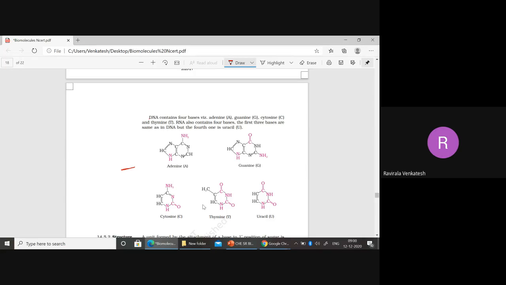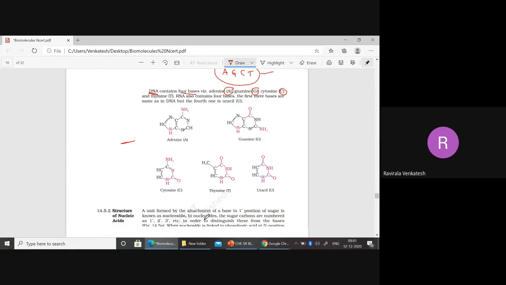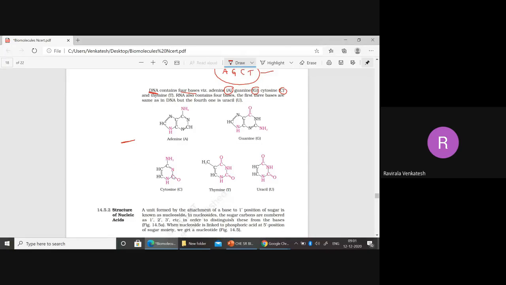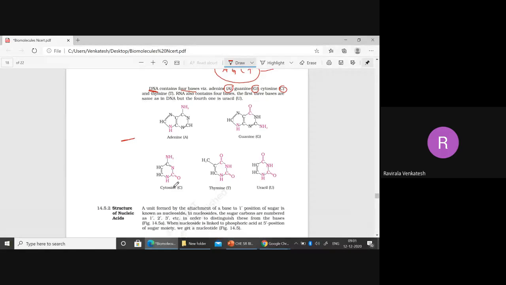What are the bases present in the DNA? They may ask in examinations. DNA contains 4 bases: A, G, C, T. Remember like A, G, C, T in DNA, right? And in RNA, the first 3 bases are the same as in DNA, but the fourth one is Uracil.